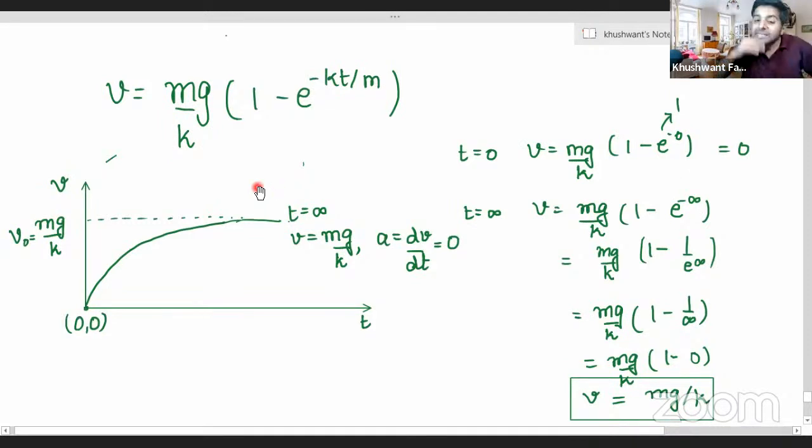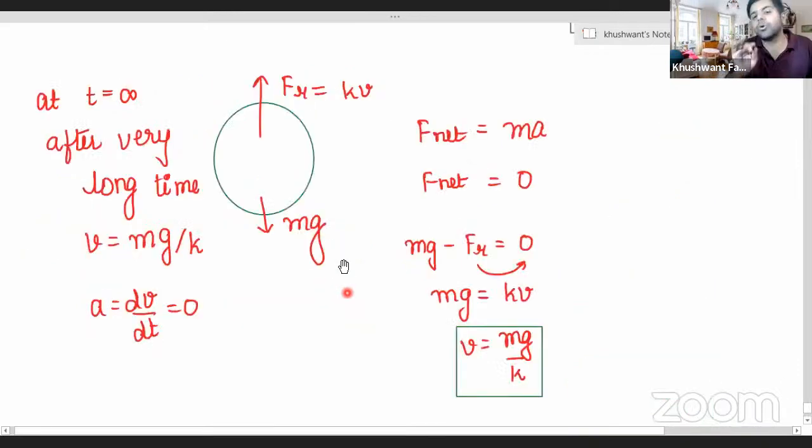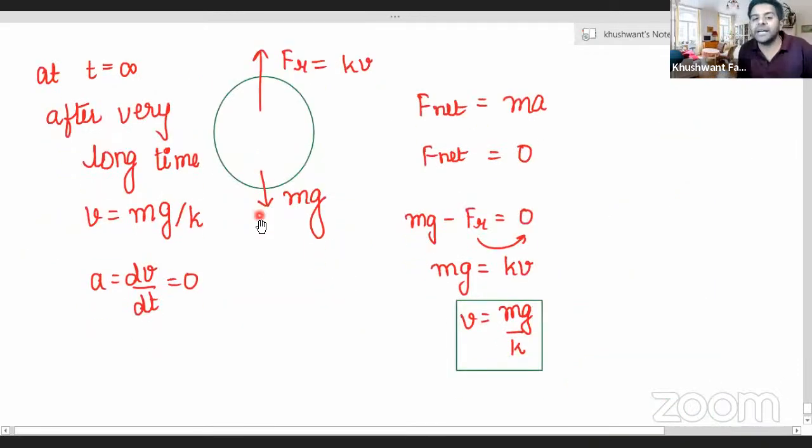That is one way. Second method, or the easier way, is that since you know that after a very long time this system is attaining a constant velocity, that means acceleration is becoming 0.